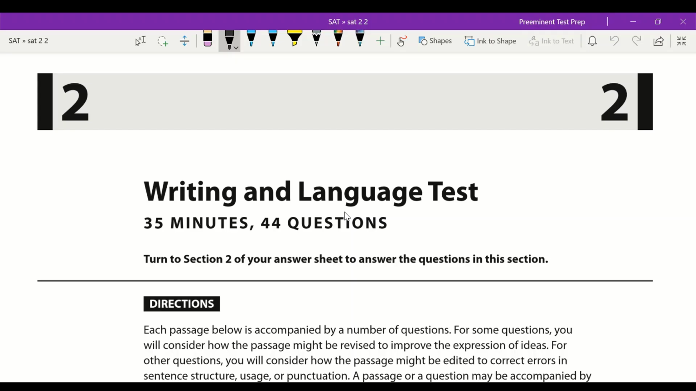Today I'll be taking you through the Writing and Language section of SAT Practice Test 2. I'll be giving you my tips, tricks, and advice for this section, and I'll also be teaching you grammar rules that you will need to be able to follow when taking this section on the SAT. Now we can go ahead and get started.